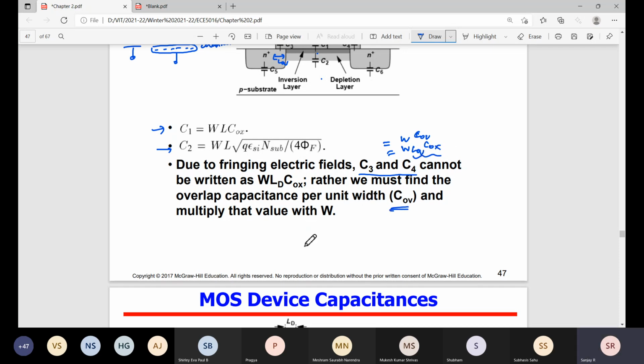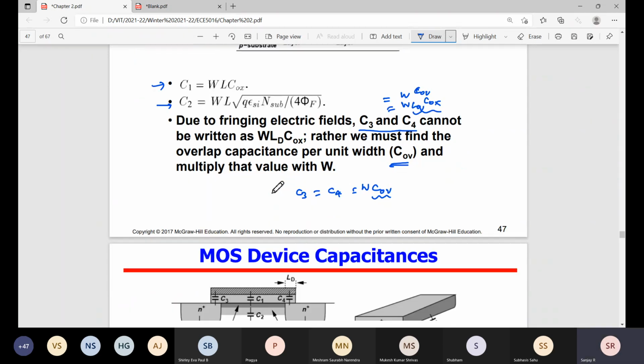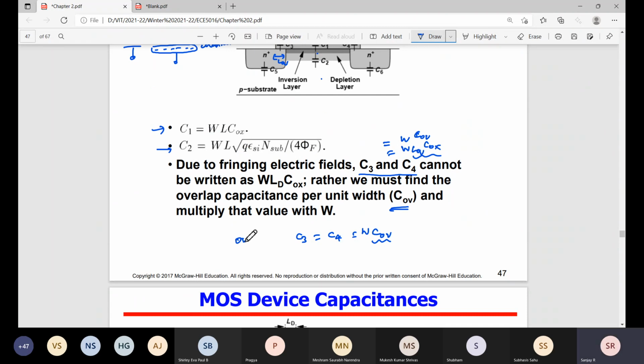So what is overlap capacitance? W into C overlap. So this is C3, C4 equal to that, where C overlap is L overlap length into C_ox. When you take that model library, they will specify by this only. They will not specify the overlap length; directly they mention C overlap. That means it intrinsically means the diffusion length into oxide capacitance. Right, so that's about overlap capacitance C3 and C4.